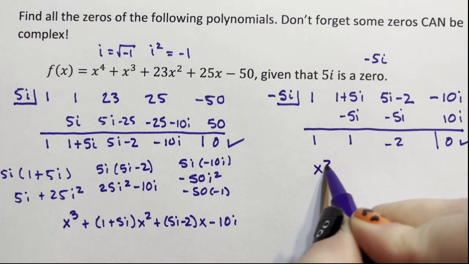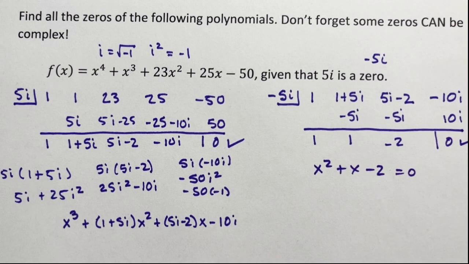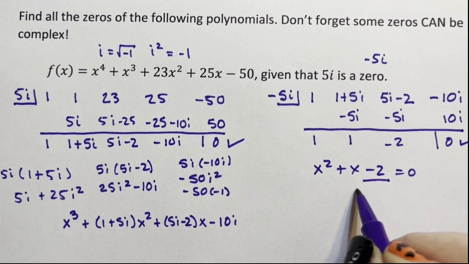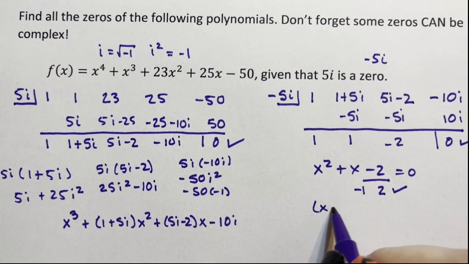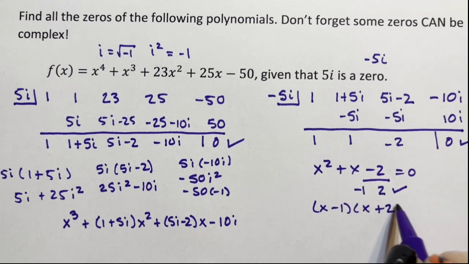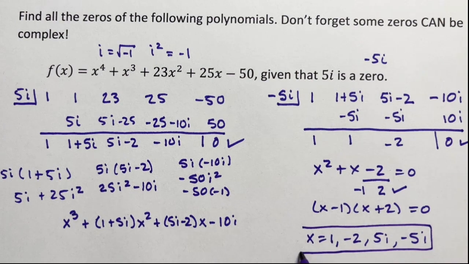This is x squared plus x minus 2, and I want to factor that, and that is very factorable. Let's see, if I did negative 1 and 2, that would add up to positive 1. So this is x minus 1, x plus 2. And so this is 0 when x is 1. This is 0 when x is a negative 2. And we have our other ones of 5i and negative 5i. So those are our 4 zeros. And that's exactly what this video is trying to find.